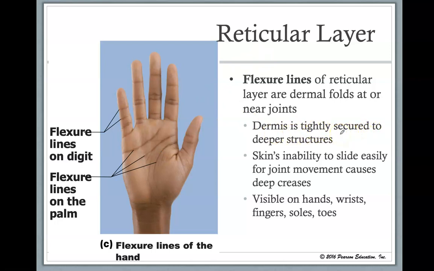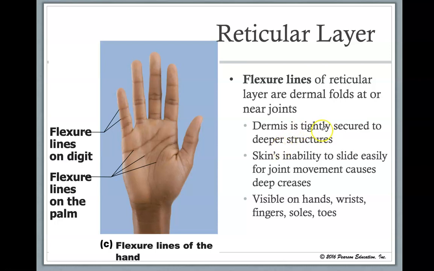The dermis is going to be nice and tightly secured to some deeper structures in that area. And so what would happen is if you didn't have that, right, as you folded your hand downward, the skin would just kind of fall off your hand as you created slack in it. And that would be really bad and kind of gross, right? So we have these flexure lines so that our skin doesn't do that, okay?